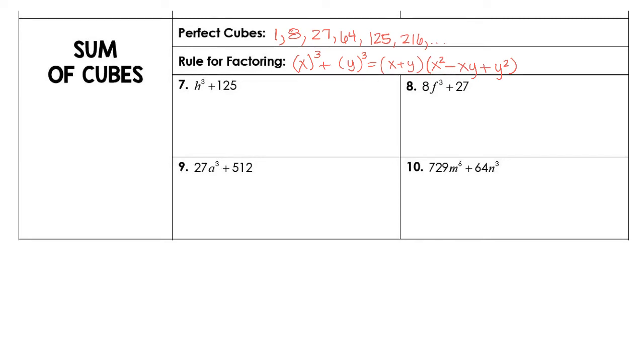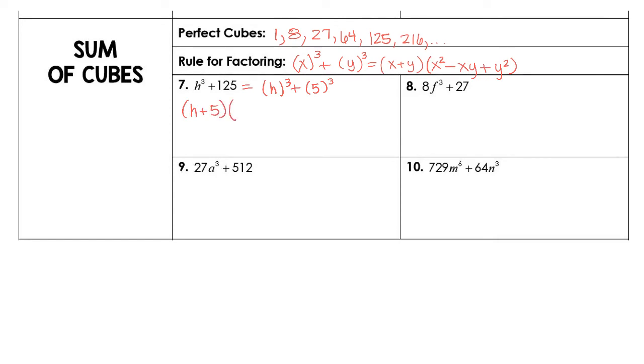Okay, so let's try number 7. With number 7, again, on the cubes, I would suggest you rewriting this. But again, if you can do it in your head, that's great. We're going to have h being cubed here, plus what is being cubed over here? That's just 5, isn't it? 5 to the third power. So now I know what my x and y values are, and you just plug in. So my first parentheses should be just h plus 5.